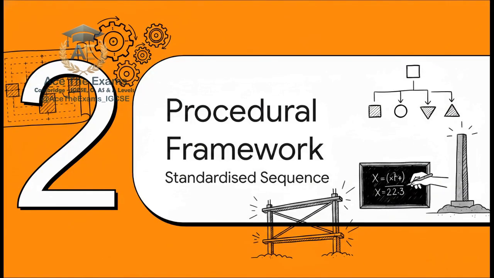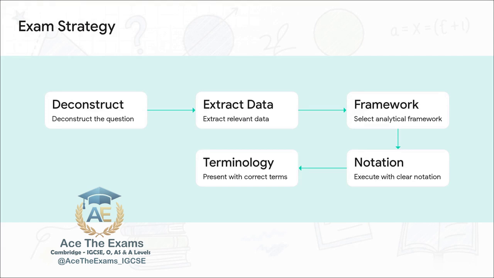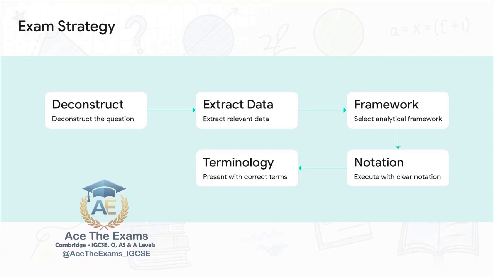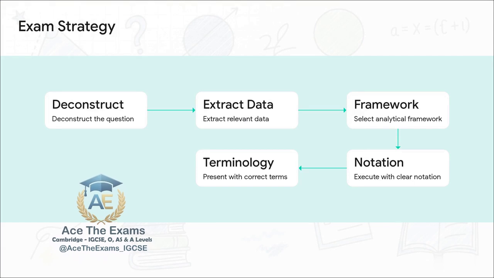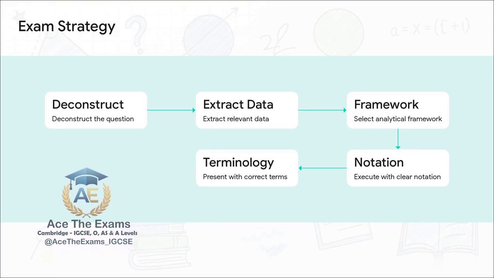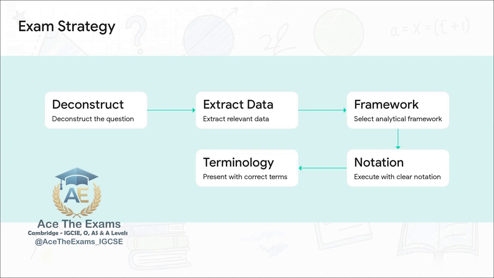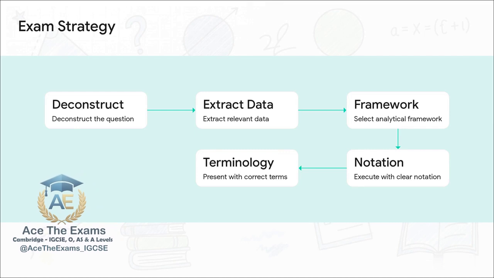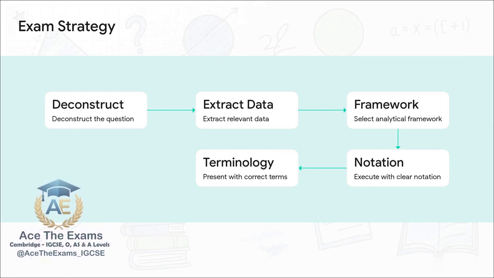Moving right along to Section 2, the procedural framework. When you face a high-tariff, complex past paper question, you need a procedural sequence to safely stress test your mathematical framework. You gotta follow these 5 systematic steps every single time. Step 1. Deconstruct the question. Are they asking for a remainder? Or are they hiding a factor theorem problem inside a weird geometry context?